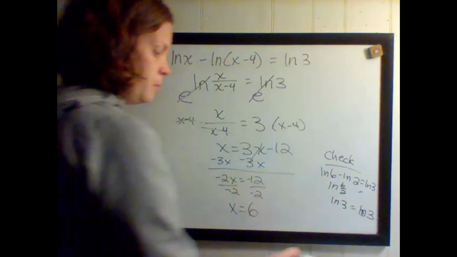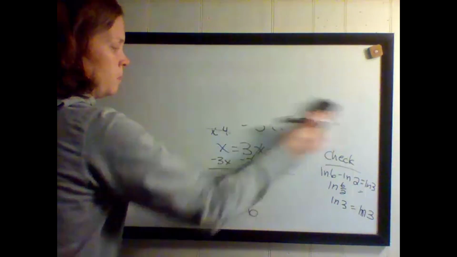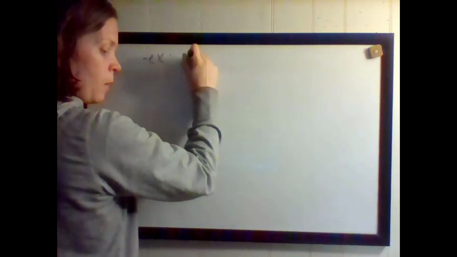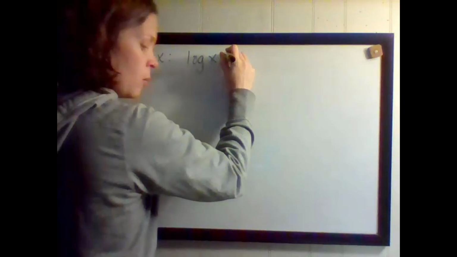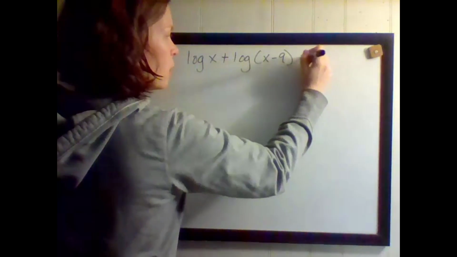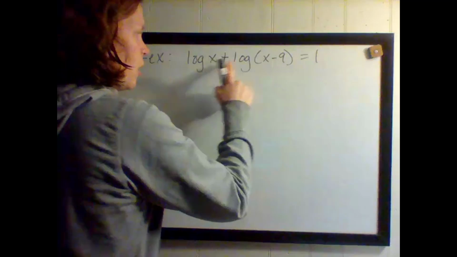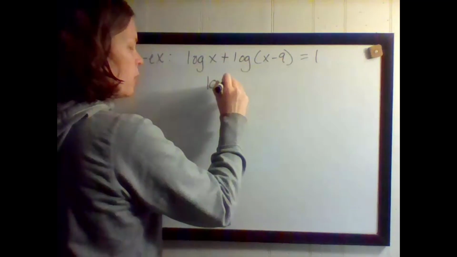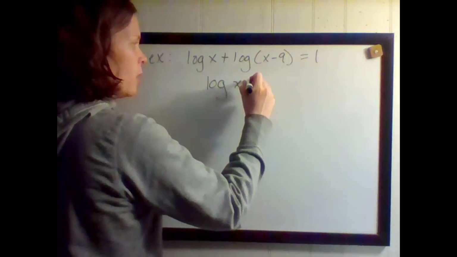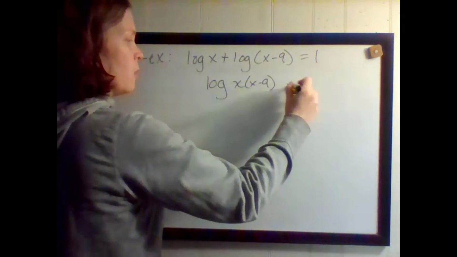Okay, let's do one more example. How about log x plus log parenthesis x minus 9 equals 1. It starts off similar to the last one, where I can put these together using one of the properties. In this case it's multiplied. x times x minus 9 equals 1.